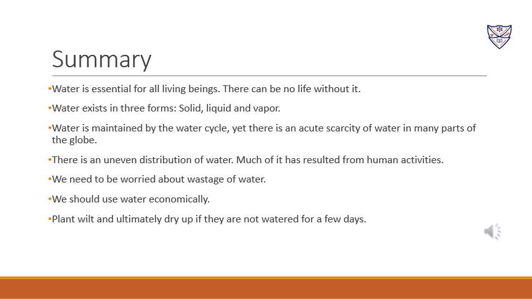Now let us summarize everything that we have learned in this chapter. Water is essential for all living beings. There is no life without it. Water exists in three forms: solid, liquid, and vapor. Water is maintained by the water cycle, yet there is acute scarcity of water in many parts across the globe. There is an uneven distribution of water. Much of it has resulted from human activities. We need to be worried about wastage of water. We should use water economically. And the plants wilt and ultimately dry up if they are not watered for a few days.